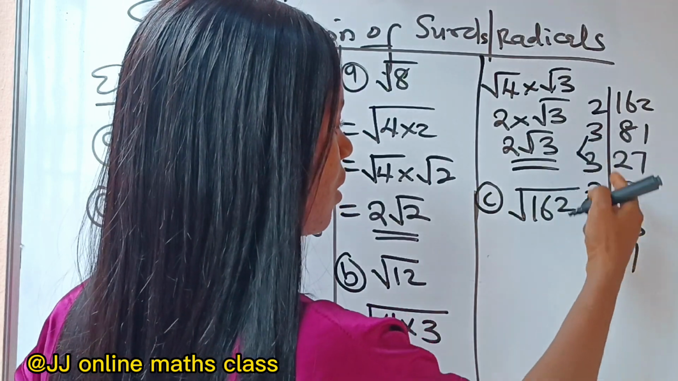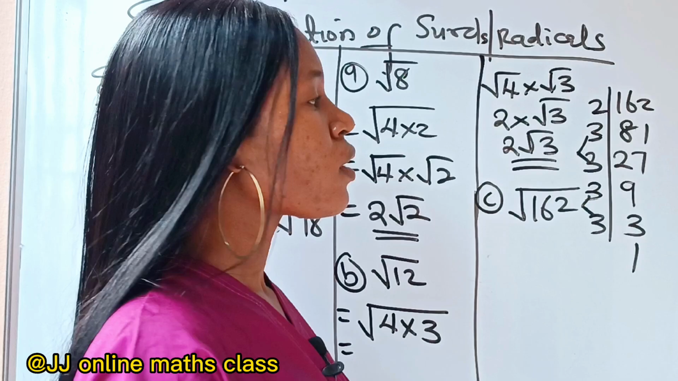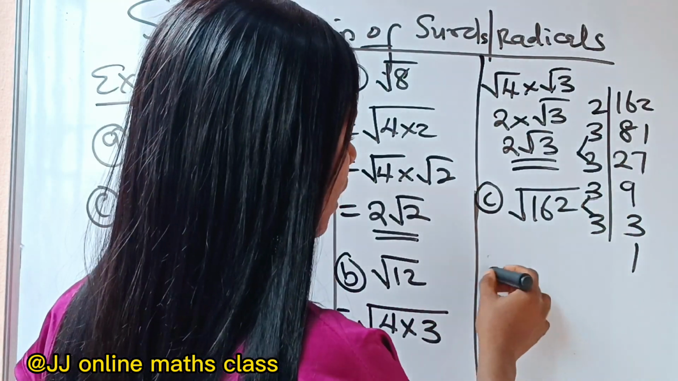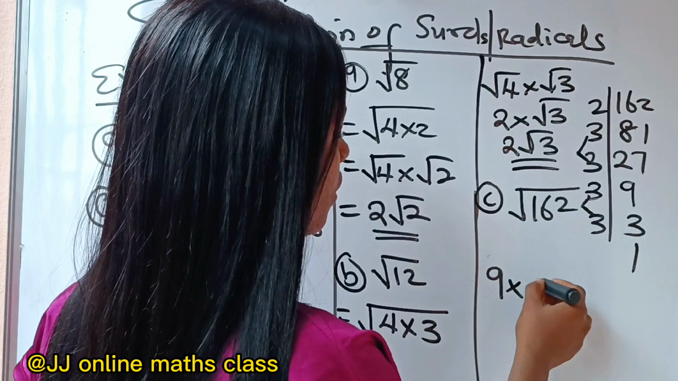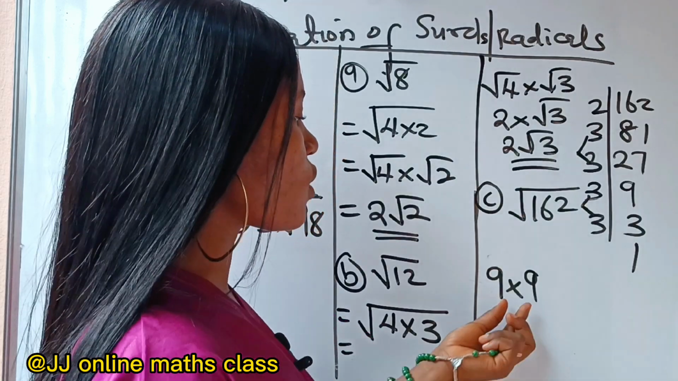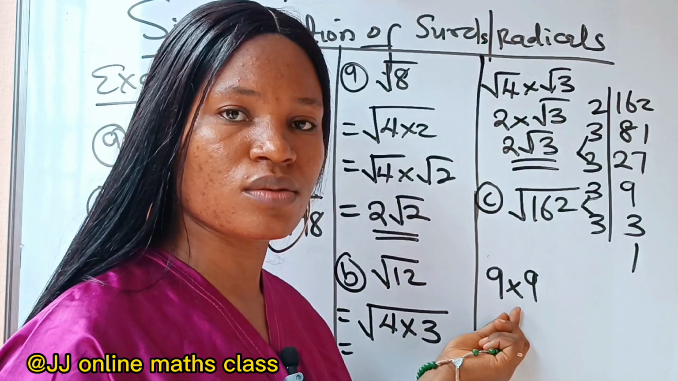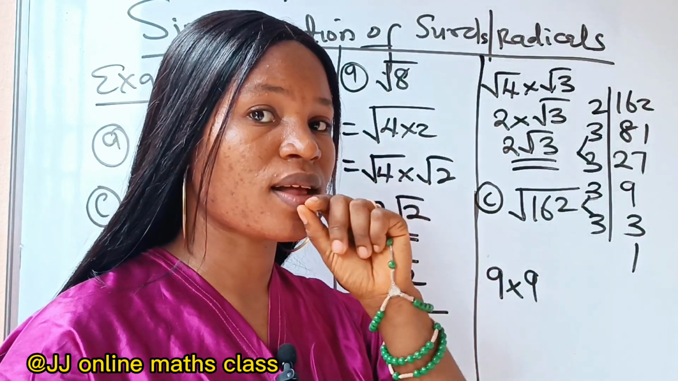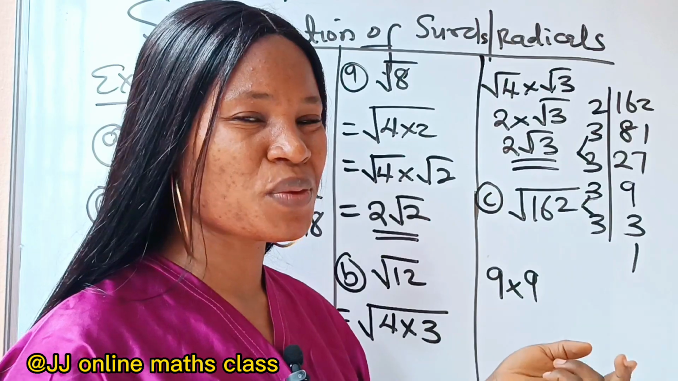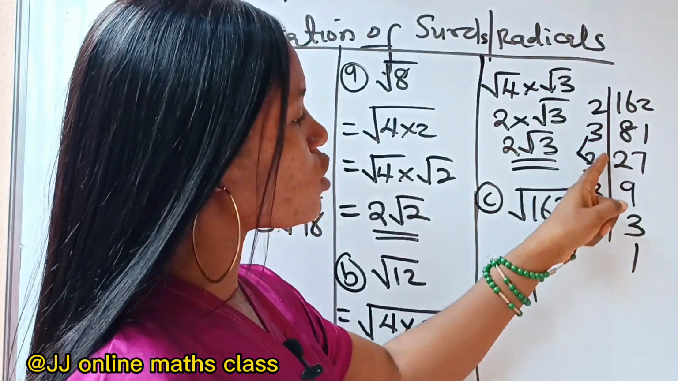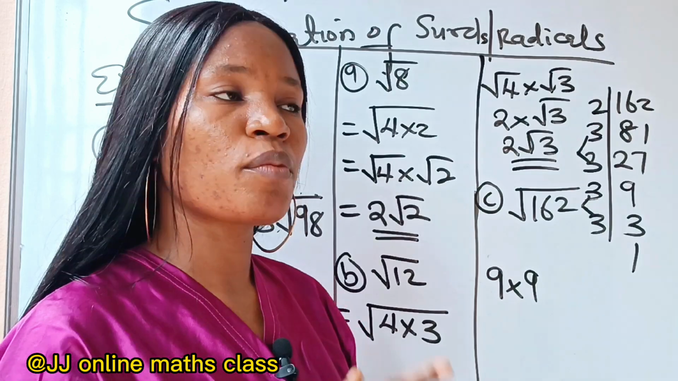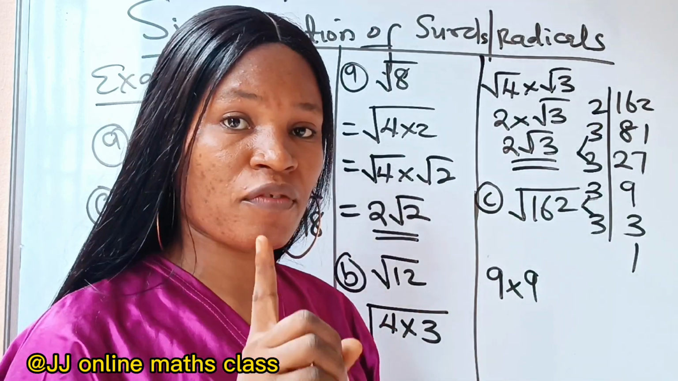Notice that 3 and 3, 3 and 3, they're identical. Like 3 times 3 will give us 9. 3 times 3 will give us another 9. So we are going to multiply the two perfect squares together to get the one perfect square that we need. I hope you understood what I did. Remember that when you multiply a number by itself, you get a perfect square.